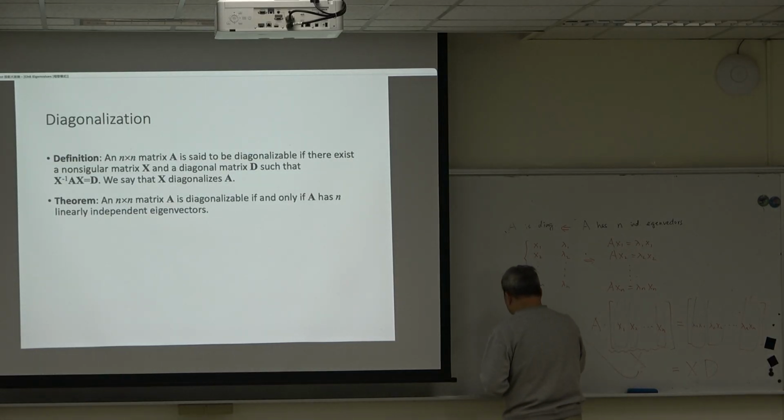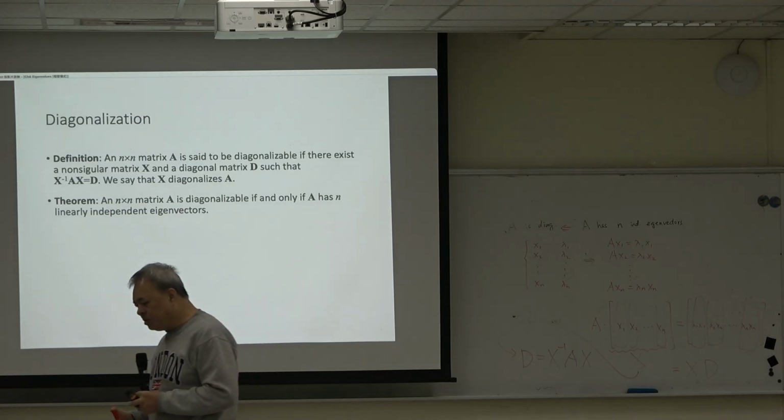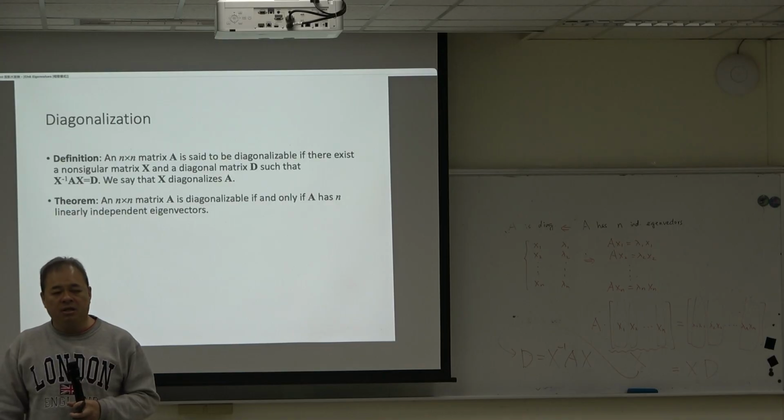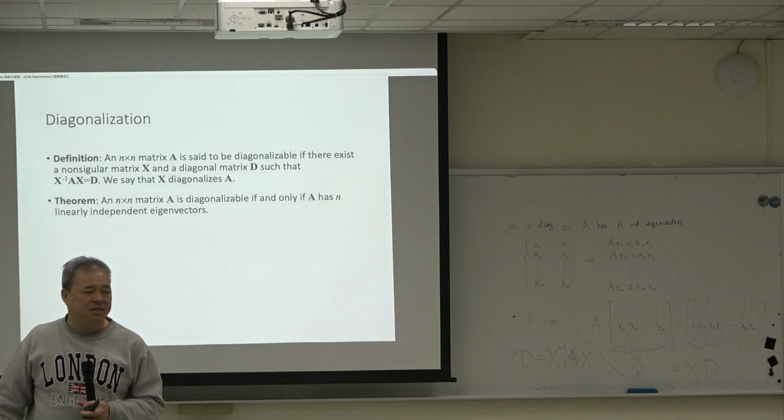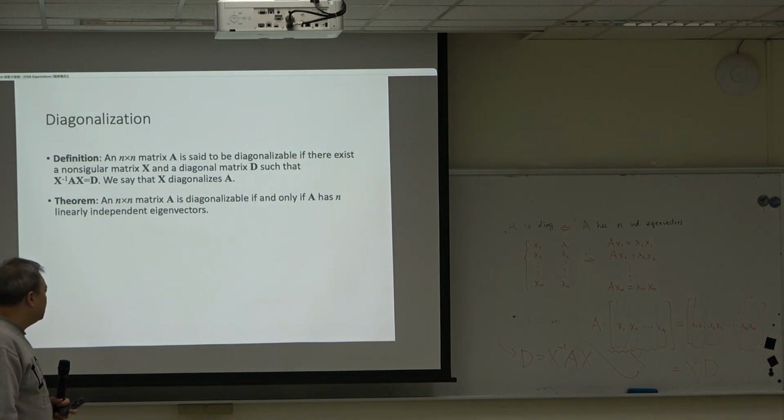So from here, we can get D equals X inverse AX. You need to explain why X inverse exists. Once you are able to do that, then obviously we have the final result. According to the definition of diagonalization, X diagonalizes A, so A is diagonalized. Okay, so that completes this theorem proof. So any question? So far so good.